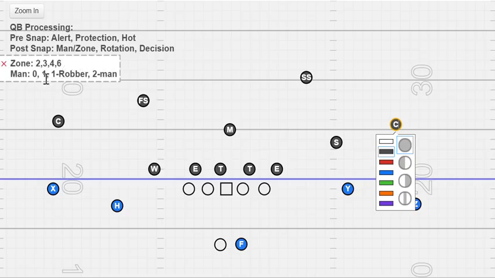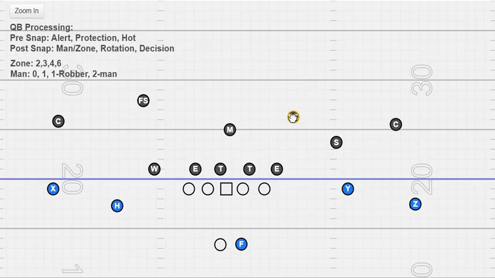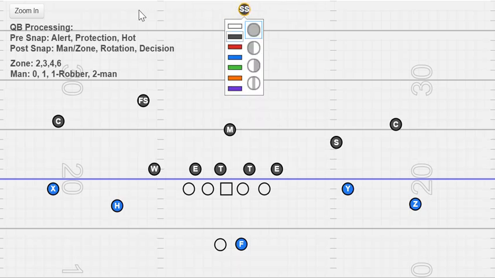So man to man is real simple. If it's man to man with 0 players deep like this, it's cover 0. If it's man to man with 1 player deep who's going to cover sideline to sideline, that's cover 1. All right, that's cover 1. It's not cover 3, right?